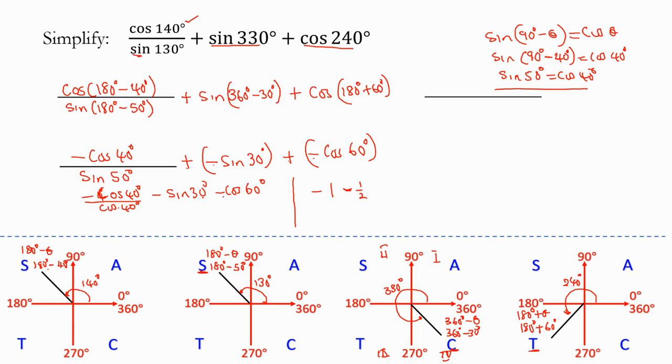And then cos 60 is also a special angle. 30 degrees and 60 degrees are complementary angles, so cos 60 degrees is the same as sine 30, which means this is also negative half. Negative half minus half is negative 1. So we have negative 1 minus 1, which is equal to negative 2. That's our answer there.